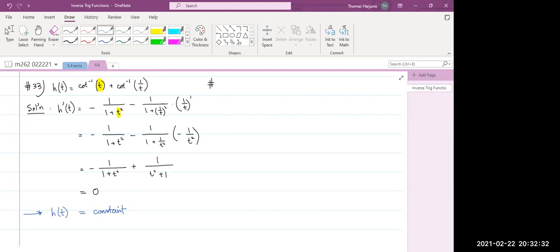You can plug in t equals 1. For t equals 1, h of 1 equals cotangent inverse of 1, which is pi over 4, plus cotangent inverse of 1, which is pi over 4. The sum is pi over 2.